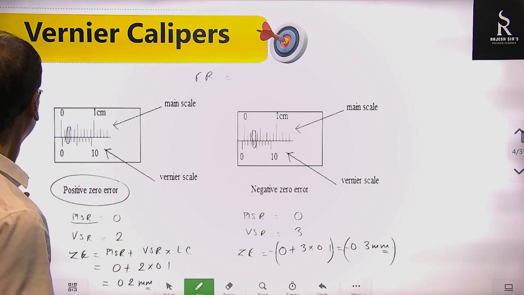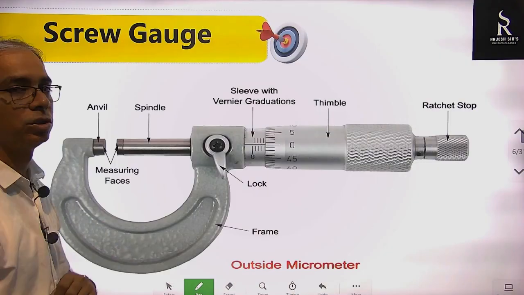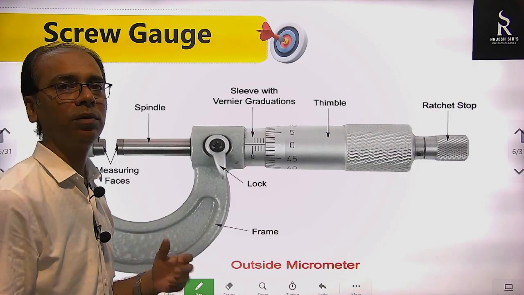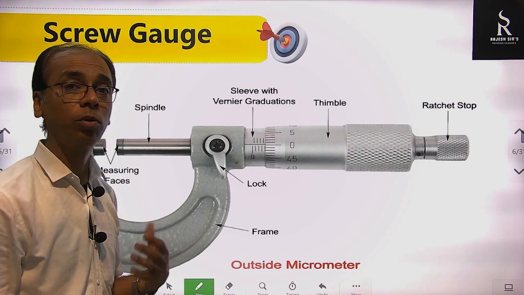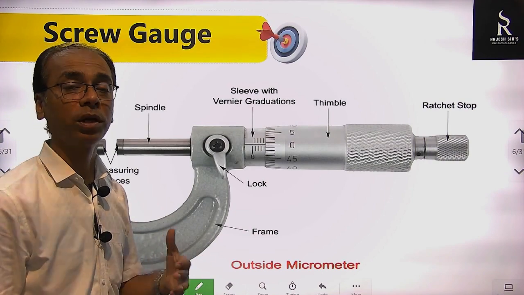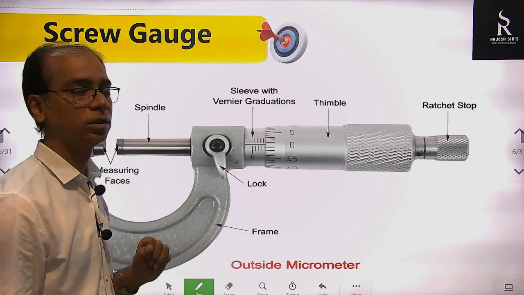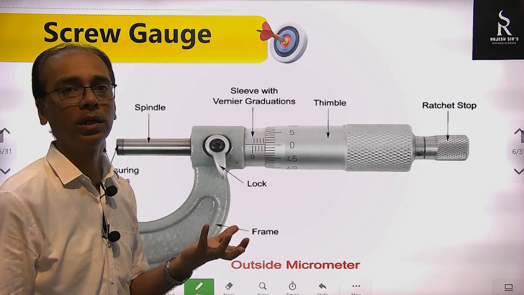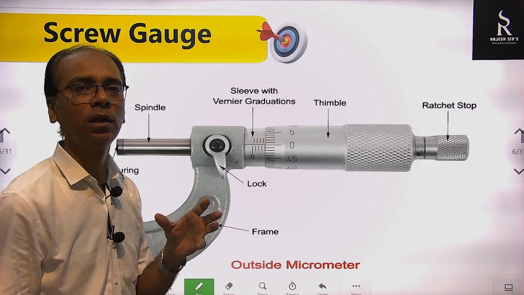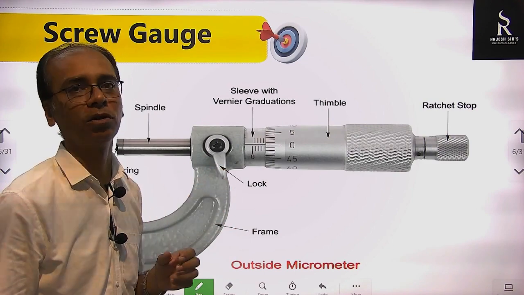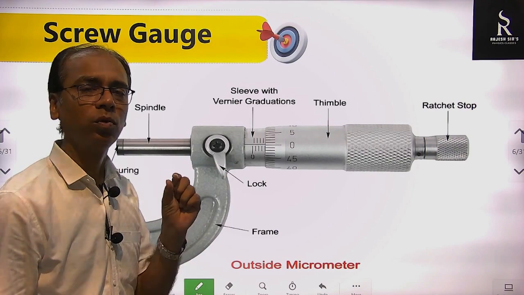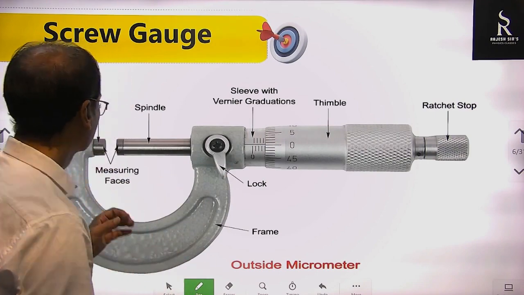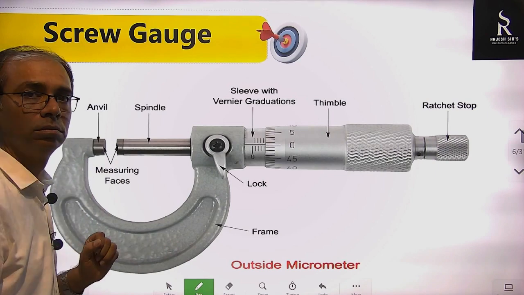Then we have the screw gauge. If you want to go even more precise, when you are not happy with vernier calipers and want more precision, more accurate readings, we have the screw gauge. But the screw gauge is not used for the same purpose as vernier calipers, because with vernier calipers you can find the diameter of slightly larger objects. This is used for very, very small objects. That's why you require precision, right? So the diameter of the pin.